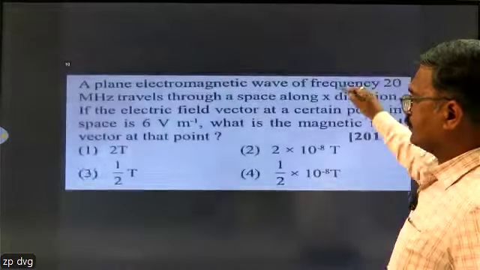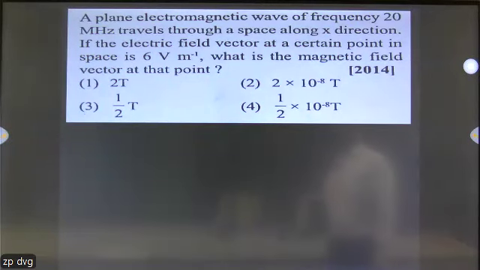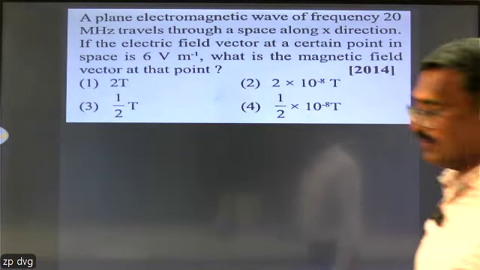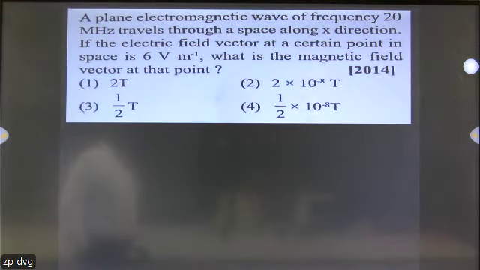The next question. Read the question properly. To answer, you should read the question properly. Only then can you answer. Otherwise, just reading casually will not work.